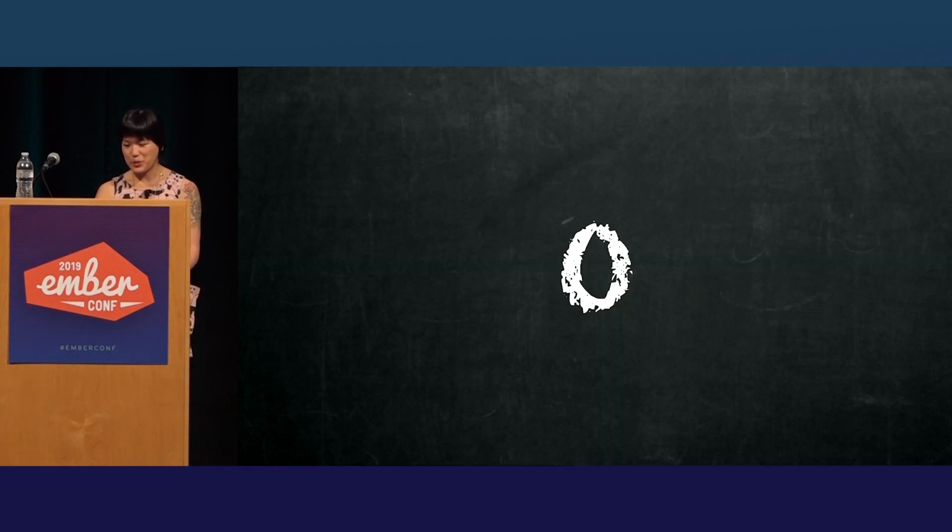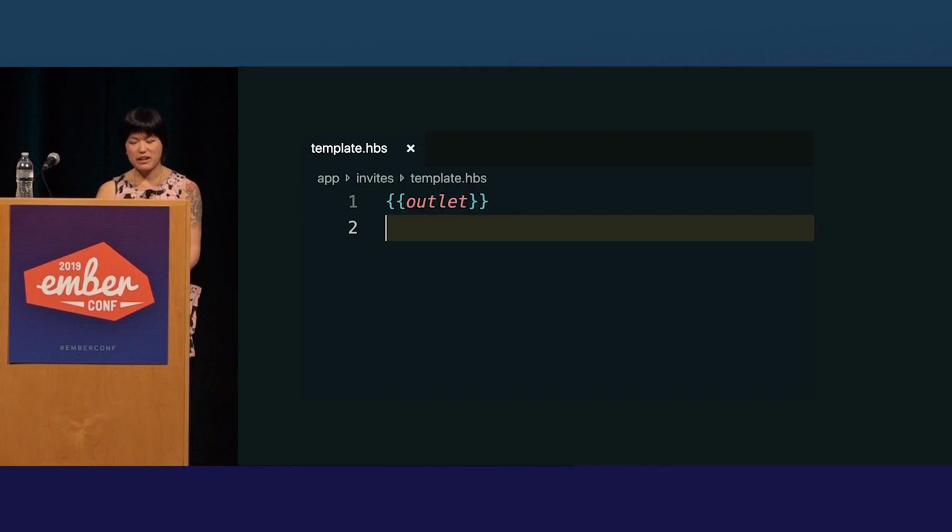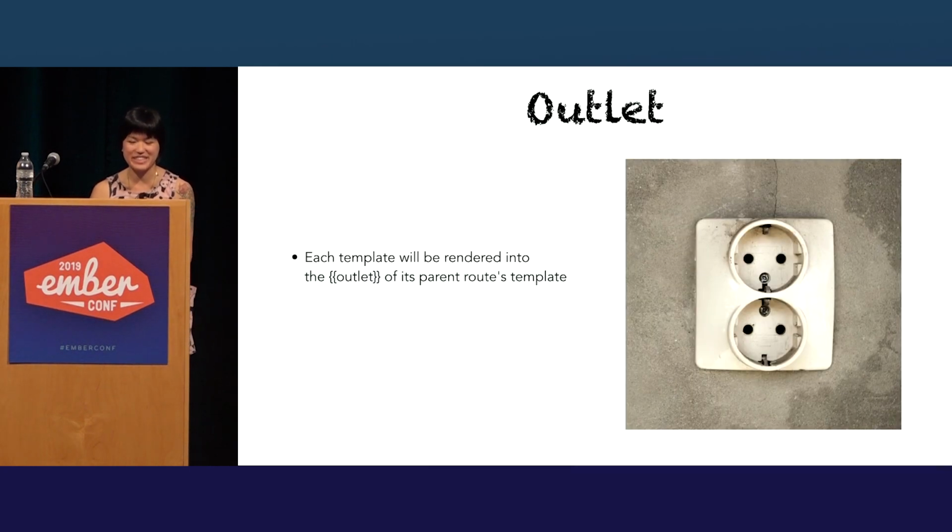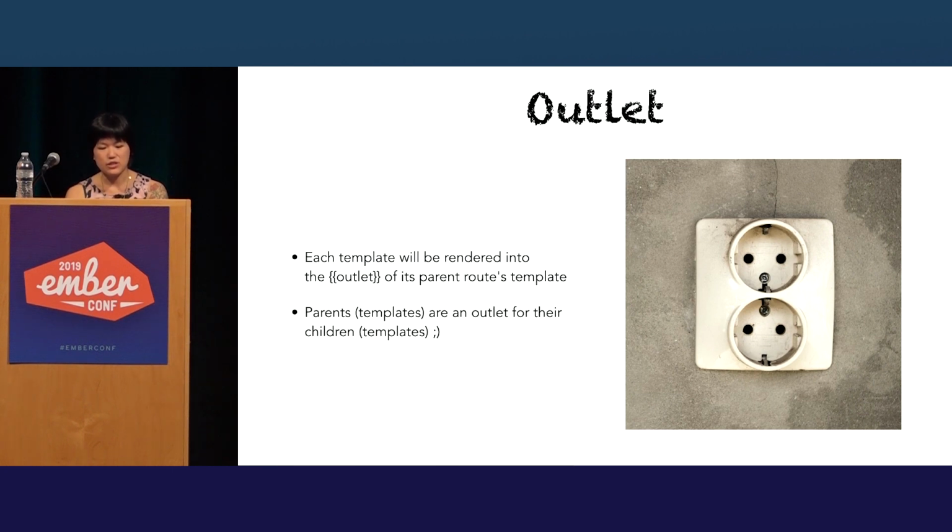OK. O. So once in a while, I'll come to a template, and it'll look like this. One line of code, double braces outlet. And I was like, what is outlet? Because to me, it's like an electrical outlet. But I read that each template will be rendered into the outlet of the parent route's template. So I like to say that parent templates are an outlet for their children templates. That's my parental advice.